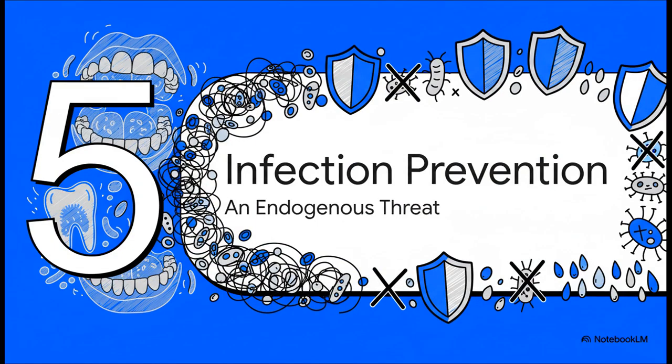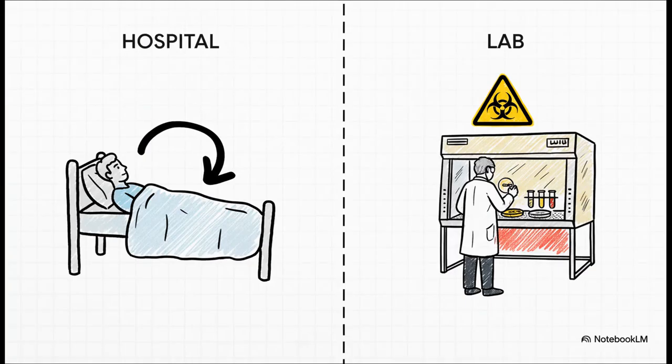Finally, let's touch on infection prevention and control. This part's pretty straightforward because we're dealing with an endogenous threat. So the key thing to remember is that you don't catch this from someone else. Infection is endogenous, meaning it comes from a person's own bacteria. Because of that, in the hospital, standard precautions are all you need. In the lab, though, it's a different story. It's a risk group 2 organism, which means you have to handle it under biosafety level 2 or BSL2 conditions.